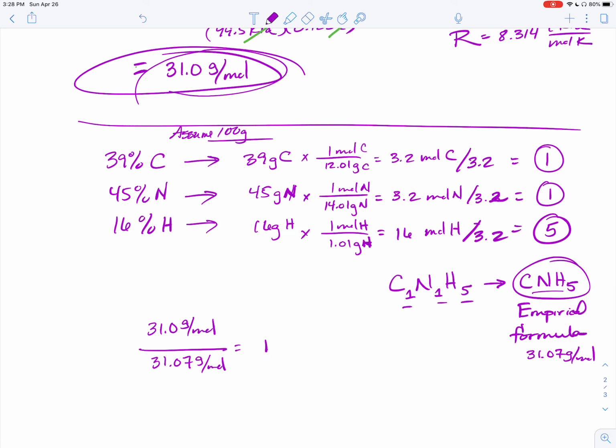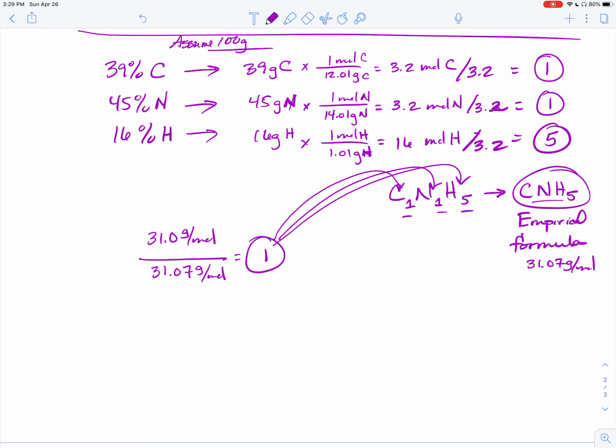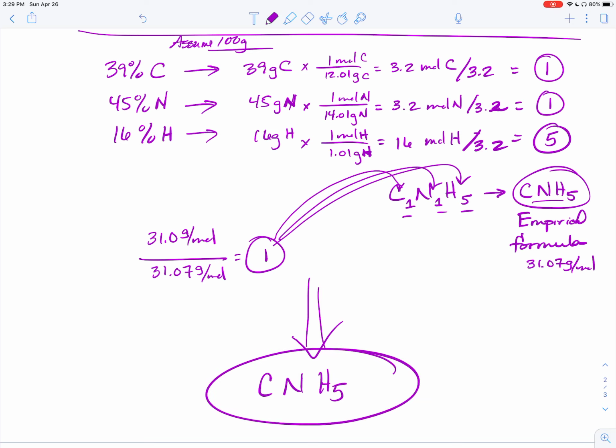Well, that ends up giving us an n value of 1. So that means we'll take 1 and multiply it times each one of these subscripts that are here, and that'll give us the molecular formula. And 1 times any of those numbers, as you know, is going to be the same number. So CNH5 is the molecular formula of this substance. So this has been how you determine the molecular formula of a substance using the ideal gas law in conjunction with some previous concepts like percent composition, empirical formula, and molecular formula.